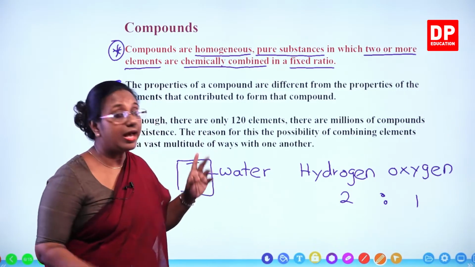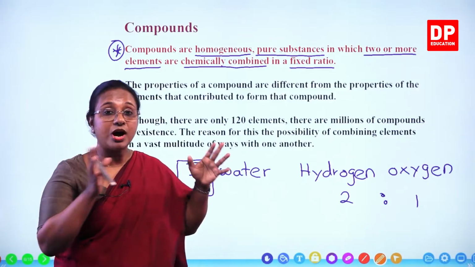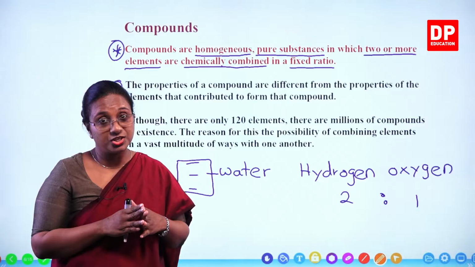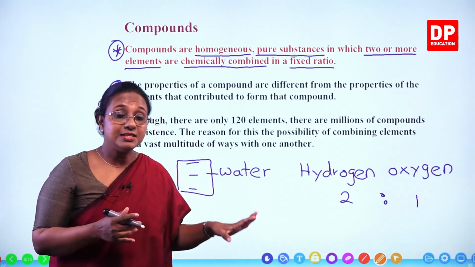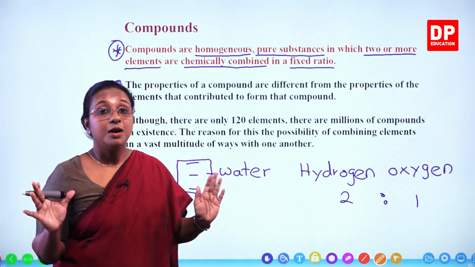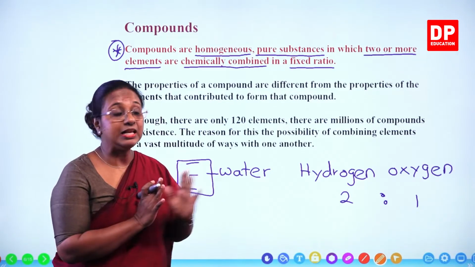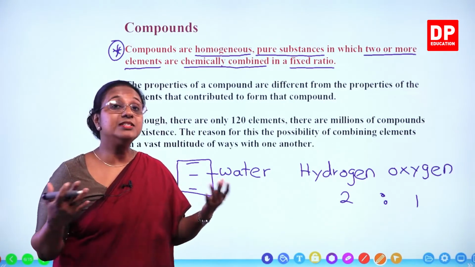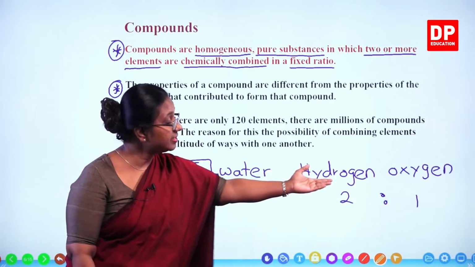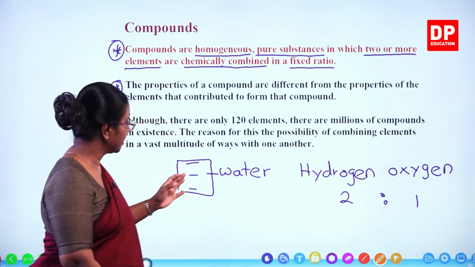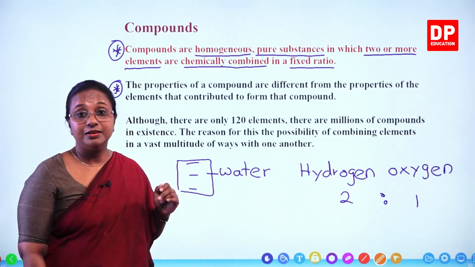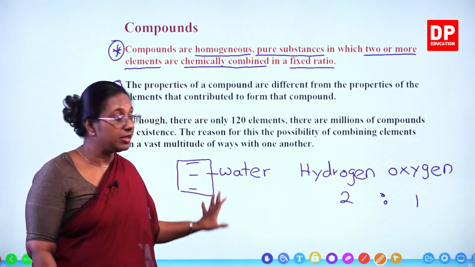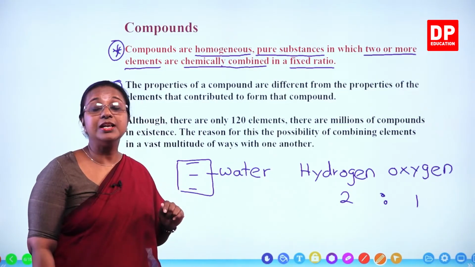Now they too have two different properties. Or hydrogen, the properties of hydrogen is different from the properties of oxygen. Those two are elements. Hydrogen is an element, oxygen is an element. But once they combine chemically in a fixed ratio, the property of the compound is different. Hydrogen and oxygen are gases, whereas water is a liquid. So obviously, the chemical and physical properties of the compound is different from the constituent element.